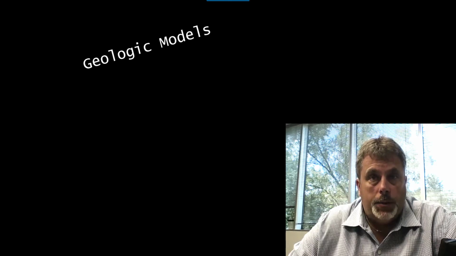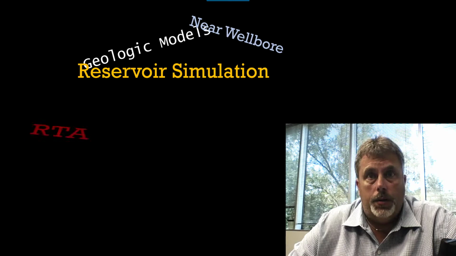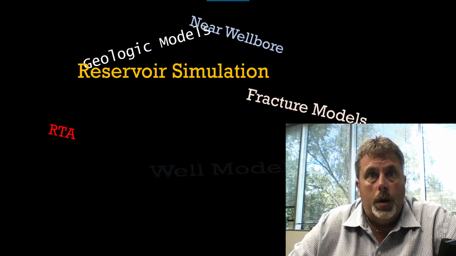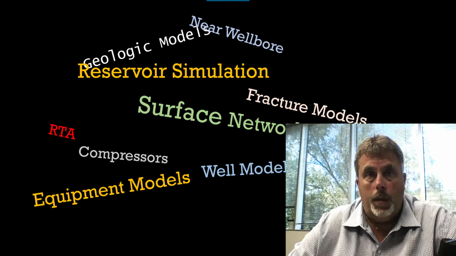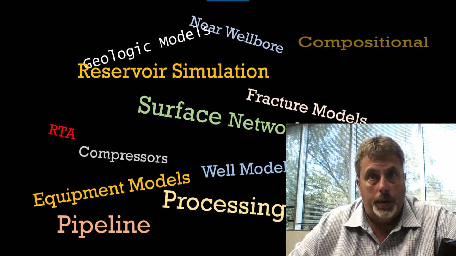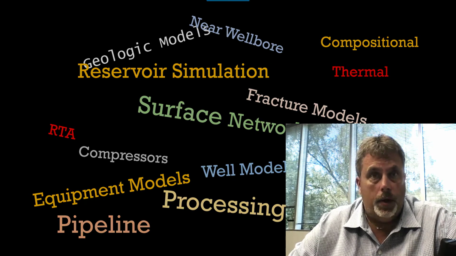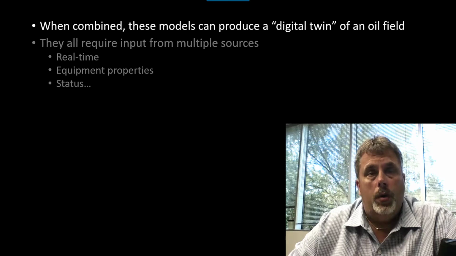Let's have a look. When we talk about modeling, we are effectively trying to simulate some aspect of our operation, but there's a lot of different types of models. Geologic models, reservoir simulation, wellbore, fracture models, nodal analysis models, surface network, equipment on the surface, and then we've got to consider parts of the models. Are they going to be compositional in nature? Are they going to be thermal? There's a lot to consider when putting models into the system. But when we string these together, we can effectively build a digital twin of our oil field.